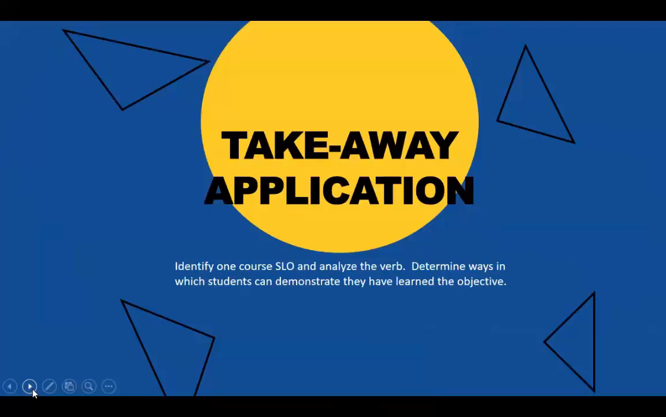So identify one course SLO, analyze the verb, and determine the different ways in which students can learn that objective. So if you have an objective in front of you from your course, let's talk about it. Somebody give me a verb. Identify. So what ways can our students identify? Labeling figures. Sorting into categories. Give me another verb.